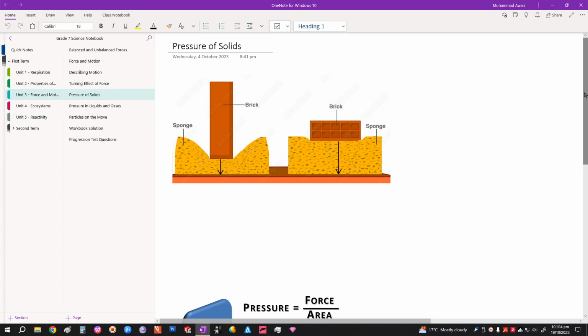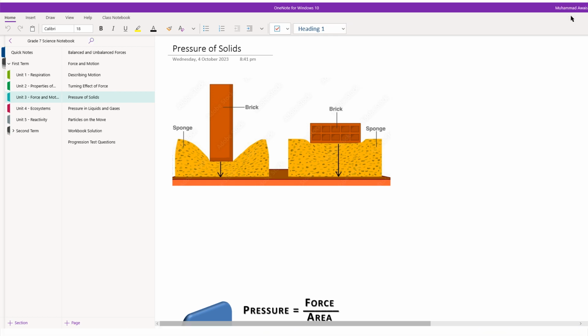Hello kids, today we will be doing part 2 of our unit 3, which is force and motion, and right now we're on the fifth topic, which is pressure of solids. So let's get right into this.